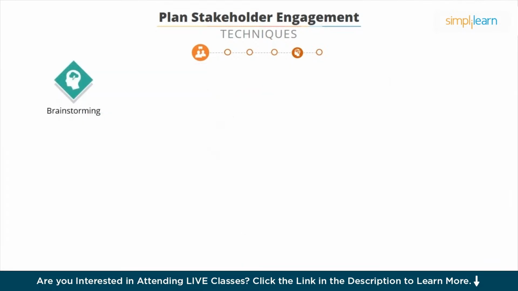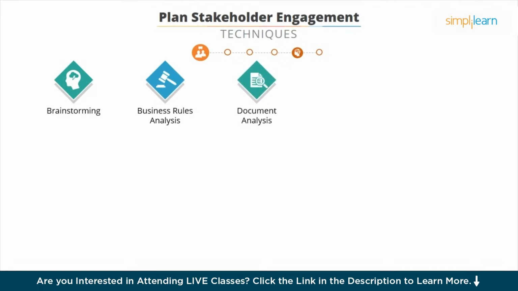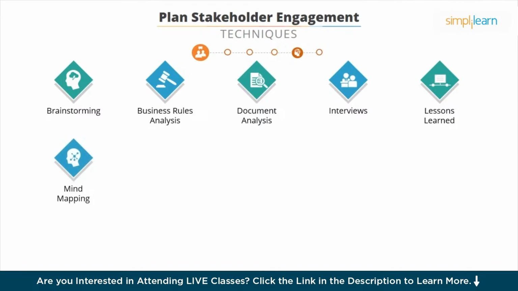The brainstorming technique may be helpful in identifying stakeholder. Business rules analysis helps in identifying stakeholder who are source of the business rules. The document analysis technique is used to review existing organization assets that might be helpful in planning stakeholder engagement. The interviews technique is used to gain more knowledge about the stakeholder or stakeholder groups. Lessons learned is used to identify success and challenges with planning stakeholder engagement. Mind mapping is used to identify stakeholders. Organizational modeling is used to identify stakeholder and determine common needs and interest.